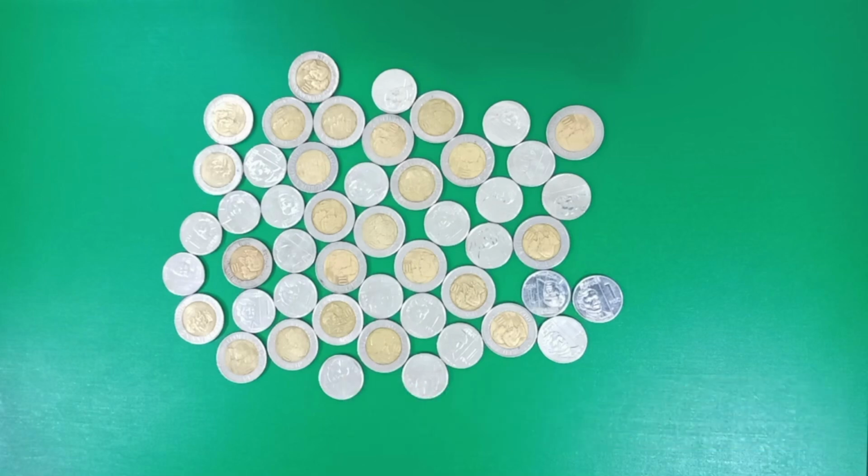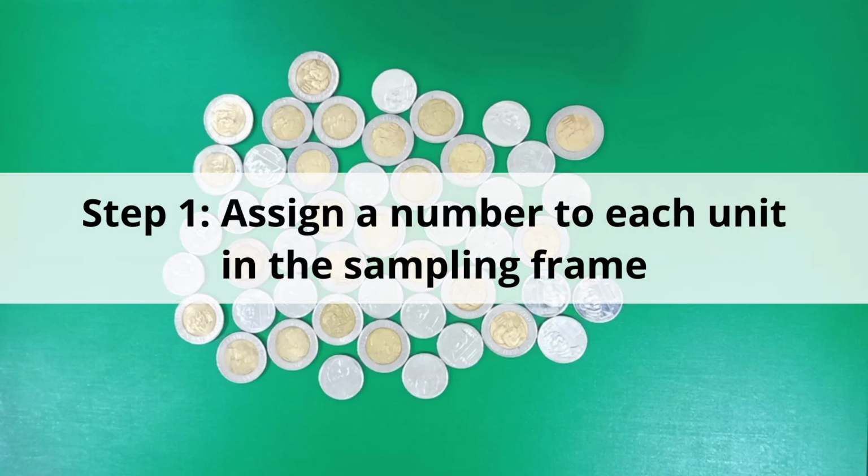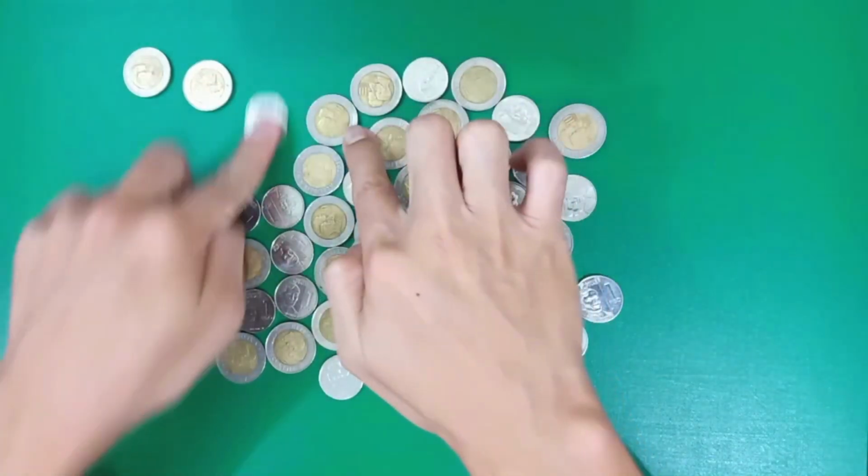Also, for the purposes of this demo, let's say the calculated sample size for our study is 10. After obtaining our sampling frame, we then assign each sampling unit sequential numbers from 1 all the way to N. So we assign this coin as 1, then this one as 2, then 3, then 4, 5.